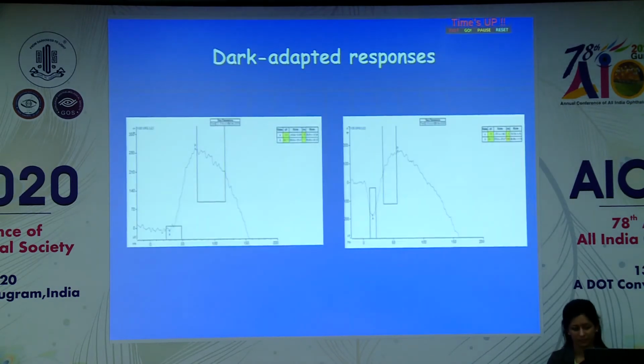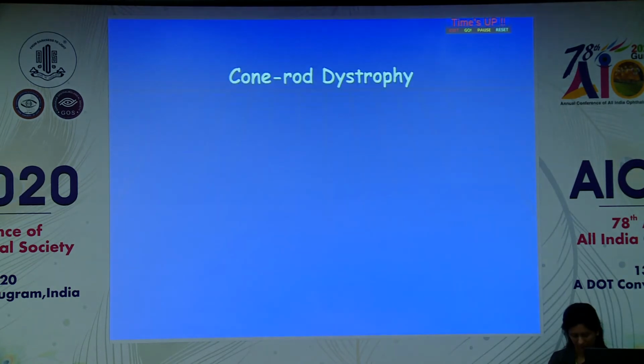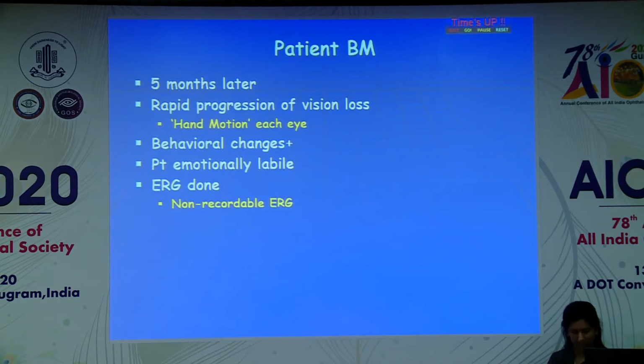Did the ERG, and in the rod function, you can see that it was not too bad. And the cone function was not recordable. So this kind of set the patient in a diagnosis of cone rod dystrophy. And I told them to come back in 6 months to see how everything is going. I got a phone call 4 months later, and I saw the patient 5 months later. Rapid progression of vision loss, now hand motion in each eye.